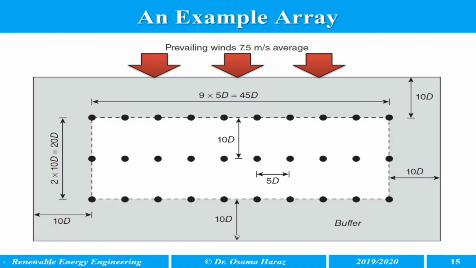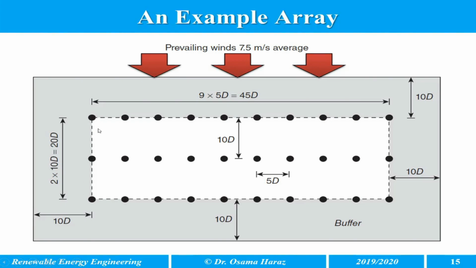So what will be the total area? Here is 10D and 10D, so this is 20D. This is 5D and 5D times 9, so 9 times 5D, 45D. So this is 45D and this is 20D. You have to keep a buffer zone, buffer area, 10D from here, 10D from here, 10D from here. So the total area will be 45D times 20D.